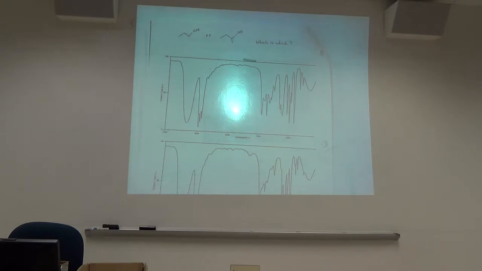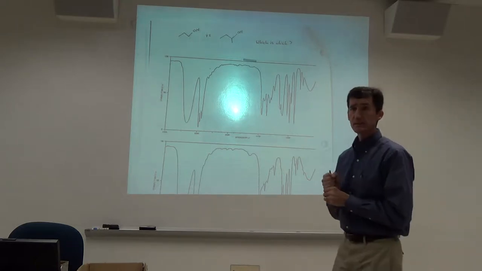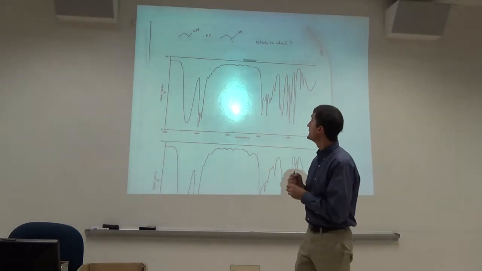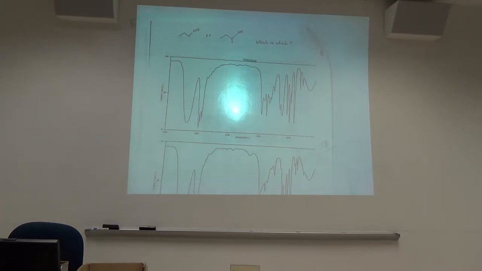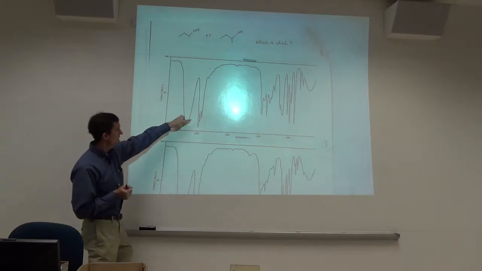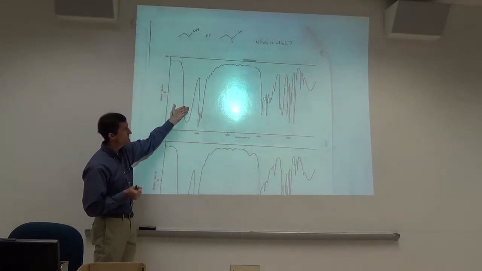Both IRs show an OH. Both IRs show saturated CH. It's nearly impossible to match them up. IR has limitations. It shows functional groups, but it tells you really nothing about the backbone. It didn't tell you if you've got 5 carbons or 10. It just tells you have saturated CH, sp3 CH, and an OH.